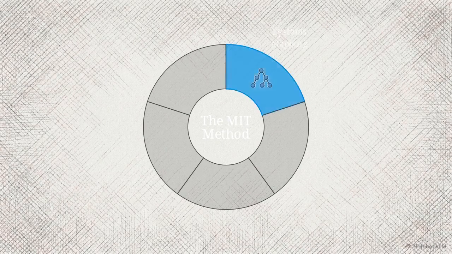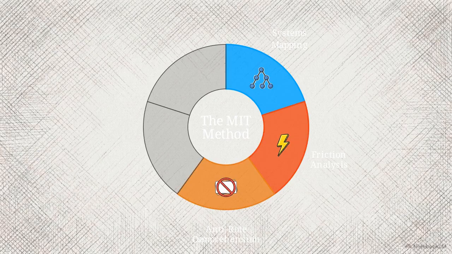The first is systems mapping. You prioritize the big picture structure before looking at any single isolated detail. Second is friction analysis. You seek out the specific topics where the leading minds in an industry disagree with one another. Third is anti-rote comprehension. This is a rejection of pure memorization. Knowing a definition is not the same as understanding the cause behind it.